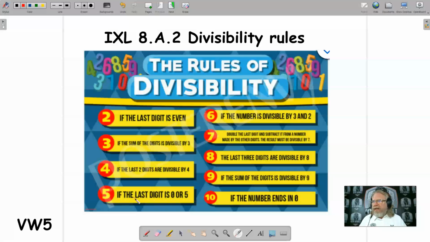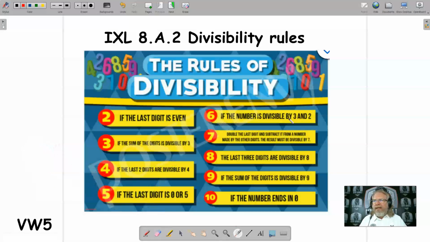Now the rule for 5, I'm reading without telling you which one I'm doing. The last digit is 0 or 5, and that makes sense too, because if we count by 5s, 5, 10, 15, 20, and so forth, notice that all of these end in a 0 or a 5 in the ones place. Whenever we refer to the ones place as the last digit, we're saying the ones place is either a 0 or a 5. So the rule for 5 is the last digit is either a 0 or a 5.